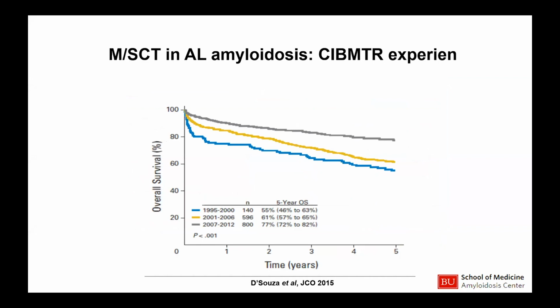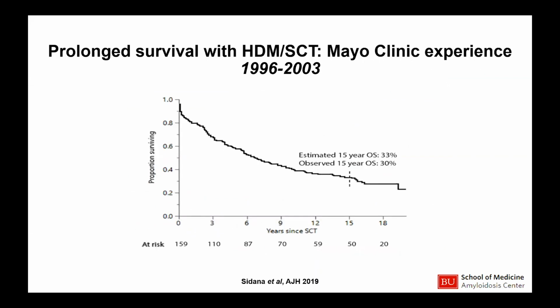The largest experience of stem cell transplantation in AL amyloidosis comes from the registry data of CIBMTR, looking at 1,500 patients and 5-year overall survival. 5-year overall survival has improved dramatically from 55% in the mid-1990s to 77% in 2007 to 2012. Mayo Clinic also recently published their long-term outcome of stem cell transplantation in AL amyloidosis with an estimated 15-year overall survival of 33%.